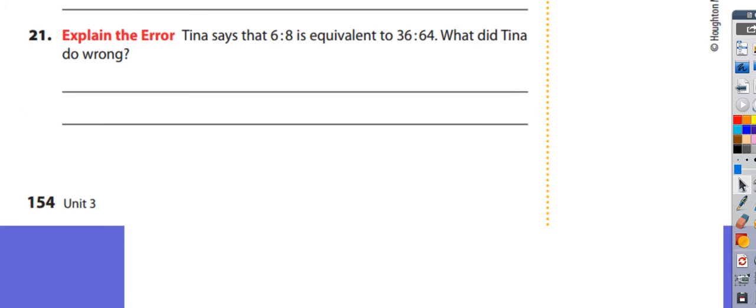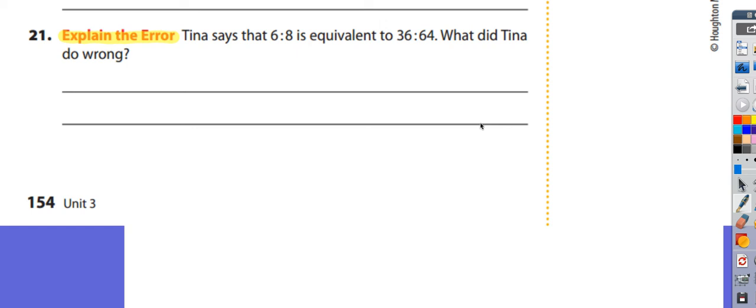Number 21, explain the error. I want you to notice that the clue says explain the error. We know there's going to be an error here, so let's use our common sense to try and figure out what that error is. Tina says that 6 to 8 is equivalent to 36 to 64. What did Tina do wrong?